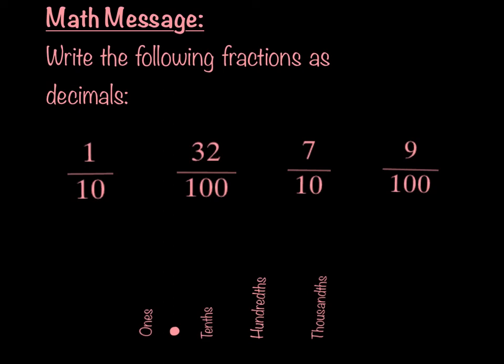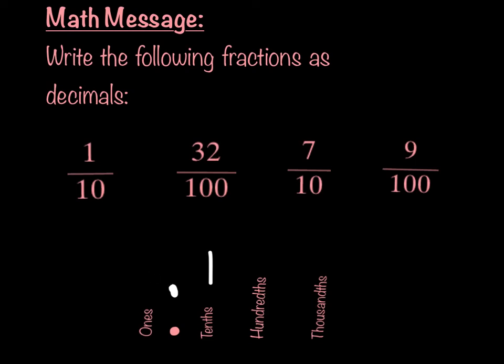So if I were going to write 1/10, I would have a 1 in the tenths place. My decimal point would remain in the same place. I don't have a whole number, so I'm going to put a 0 there. I don't have any hundredths. I don't have any thousandths. So I would write 1/10 as 0 and 1/10 as a decimal.